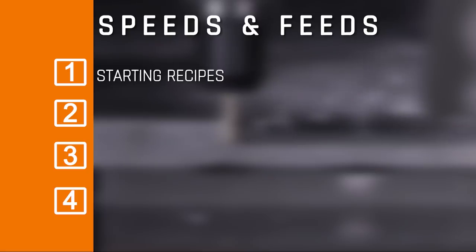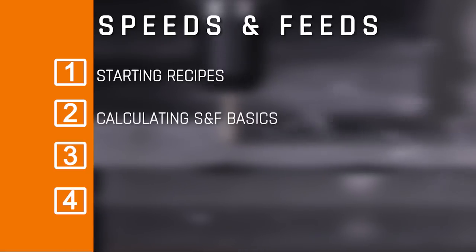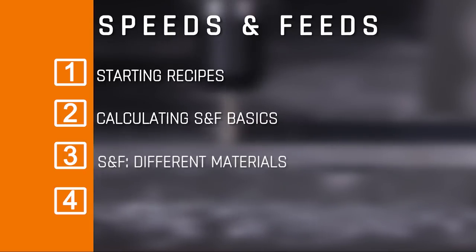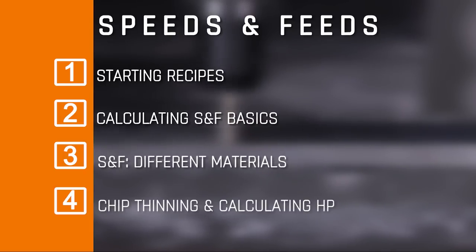Let's cover four things in this video. Number one, some starting recipes. Number two, let's talk about how to calculate the basics of feeds and speeds if you want to move beyond those starting recipes. Number three, let's talk about some tips and tricks on how to use different materials and how to use different size tools. And then number four, really important, chip thinning and how to calculate horsepower. Even if you're new to machining, I want you to understand the basics of this. I love making stuff, but having good feeds and speeds makes it so much more fun to make your parts.